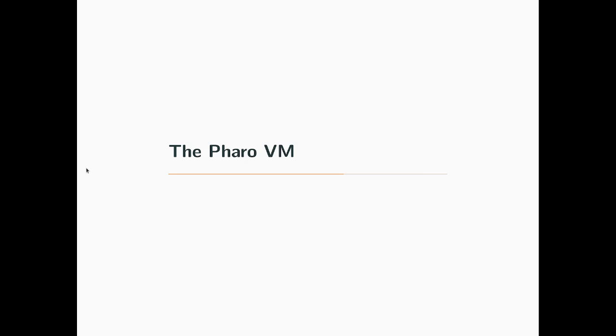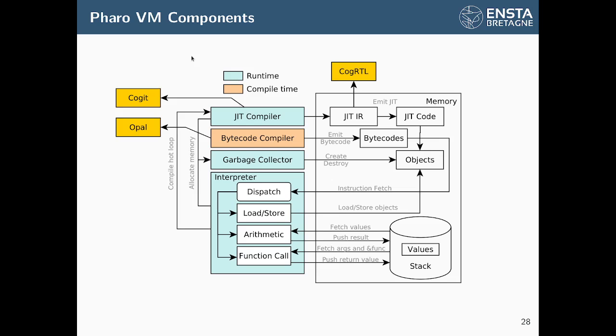So I will present briefly the Pharo VM, even though I think that you know more than me about it, so feel free to correct me. If I take the figure I had earlier, the bytecode compiler would be Opal, and the JIT compiler would be Cogit. With the JIT IR, that would be called Cog RTL. So this is just to put names on the things that are inside Pharo.